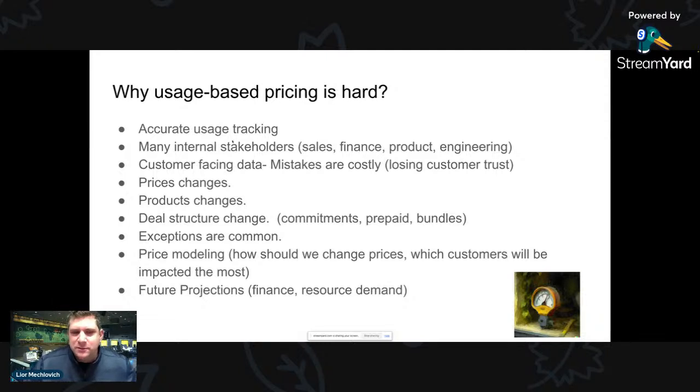Okay, so it all starts from a really hard problem, which is accurate usage tracking. This is really important, right? We really don't want our customers to be overcharged and come back with a question. We'll need to go into the details and actually understand why we overcharged the customer. This is really bad, right? It's really easy to lose customer trust, and really hard to gain it back.